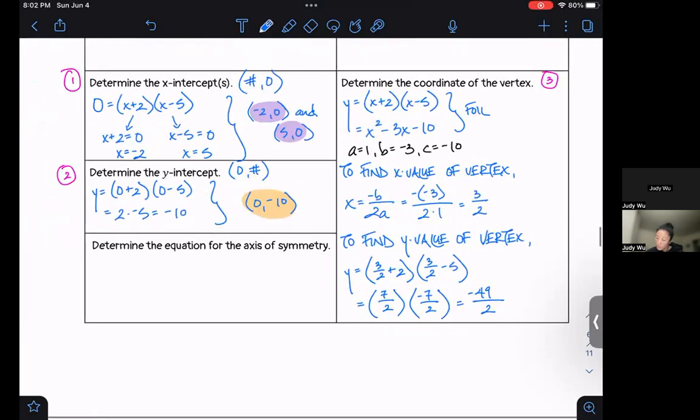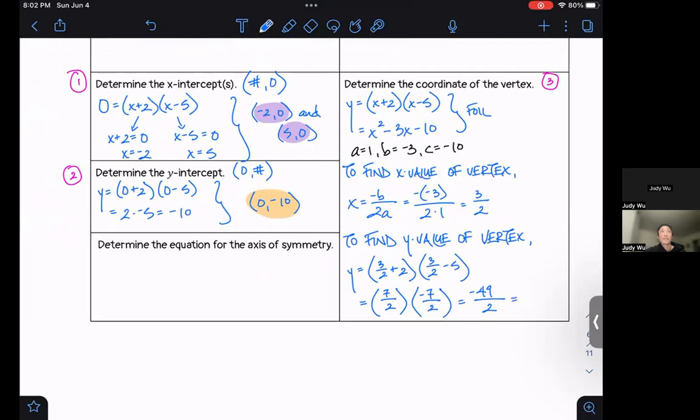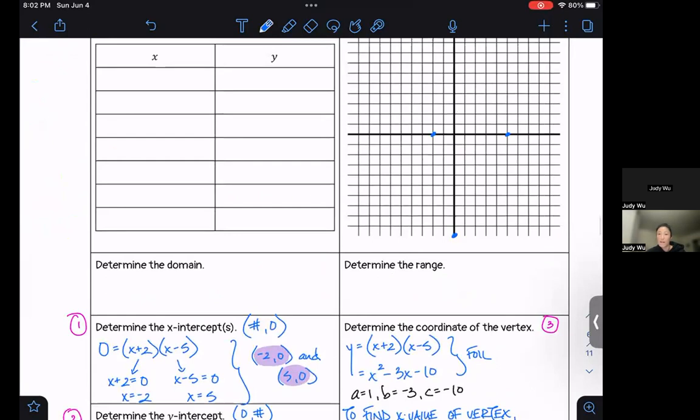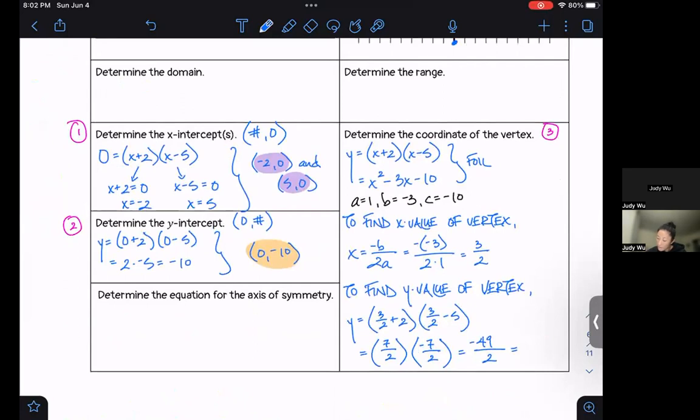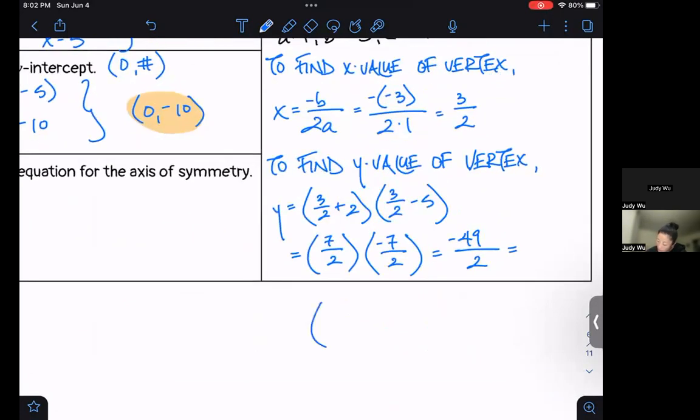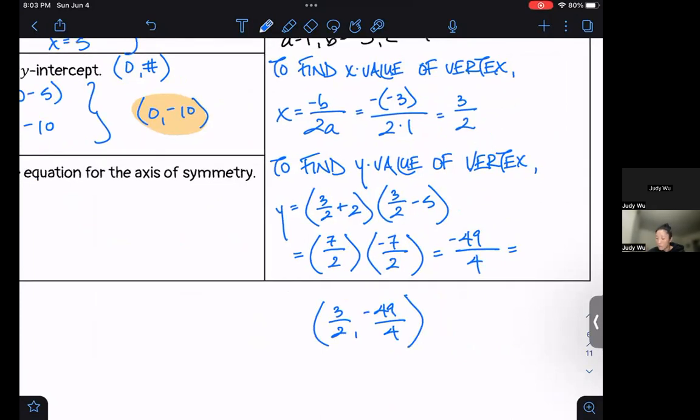So this value right here is a pretty big number, and that's okay. Sometimes not everything is going to fit on our graph perfectly, so we sketched what we can. We have our vertex here, which let's write the full coordinate as 3 halves, comma, negative 49 over, sorry, that should be 49 over 4. This is 2, this is 2, 2 times 2 is 4. So 49 divided by 4, and that's going to be just off the grid. It's a little bit more than negative 12.